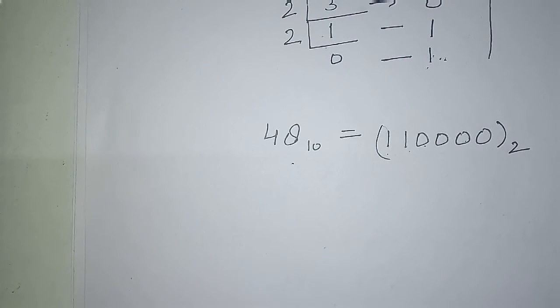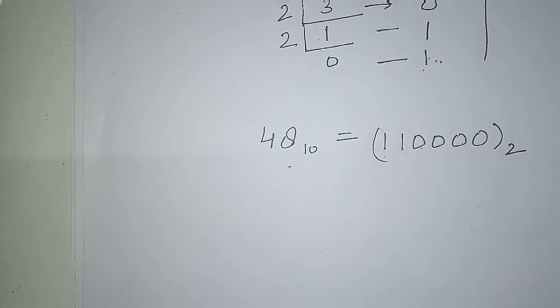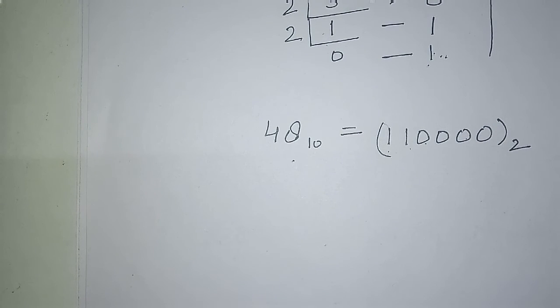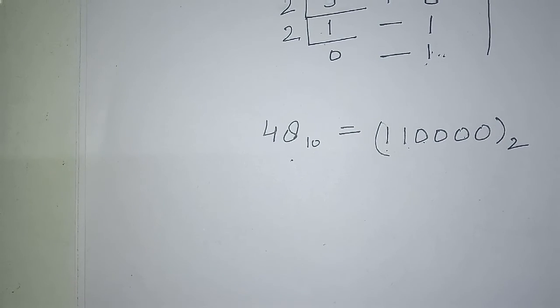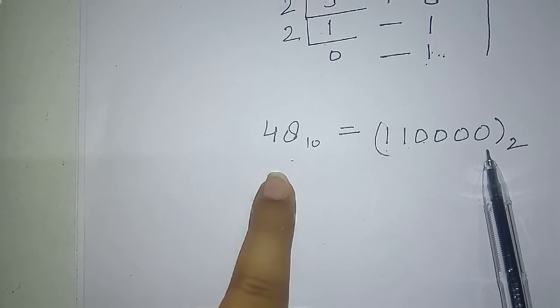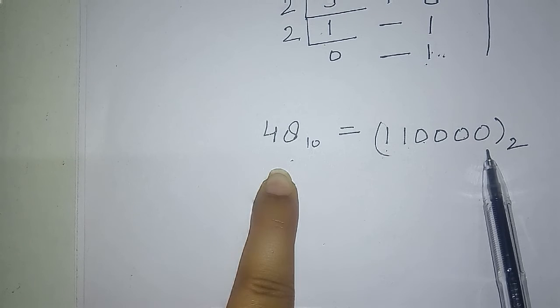So let's take the revision again. What we have to do is divide a number by the base, and separate out the remainders until the quotient becomes 0. Once the quotient becomes 0, we stop dividing further and just accumulate all the remainders from bottom to top. That accumulation of the remainders from bottom to top is going to give us the binary equivalent of the number which is represented in the decimal number system. I hope you have got it well.